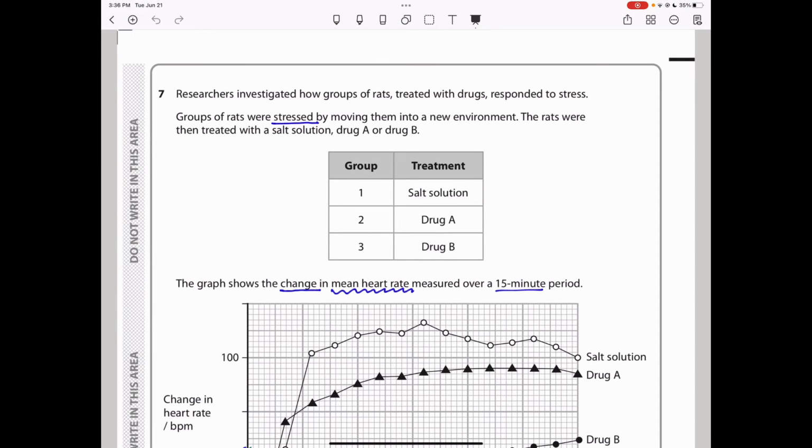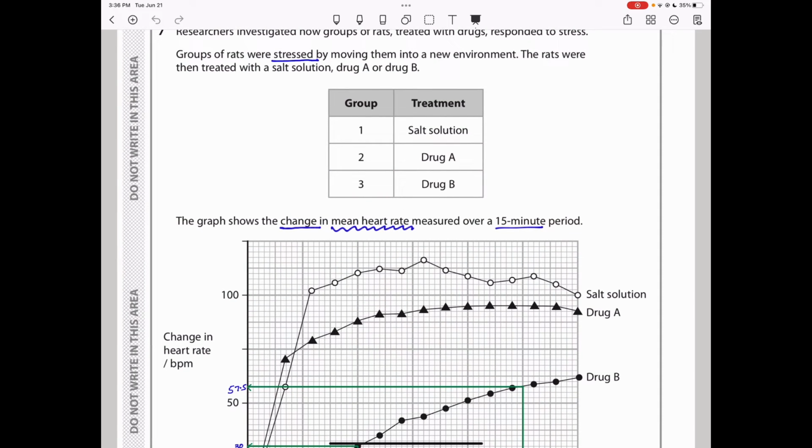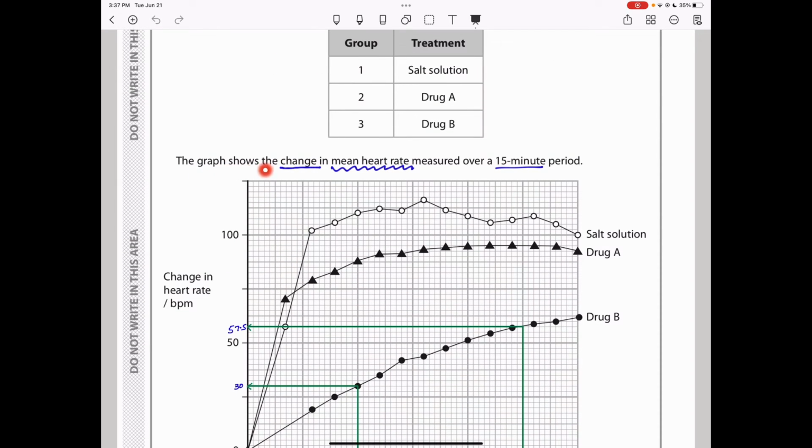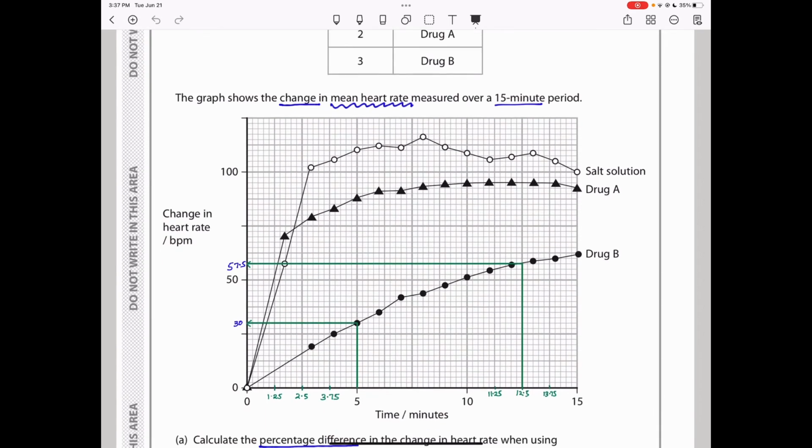Question 7. Researchers investigated how groups of rats treated with drugs responded to stress. Groups of rats were stressed by moving them into a new environment. The rats were then treated with a salt solution, drug A or drug B. So here we can see the table showing us the experiments that were done. And of course, we expect sending them to a different environment is going to stress them by causing an increase in their heart rate. So they say the graph shows change in mean heart rate measured over a 15-minute period.